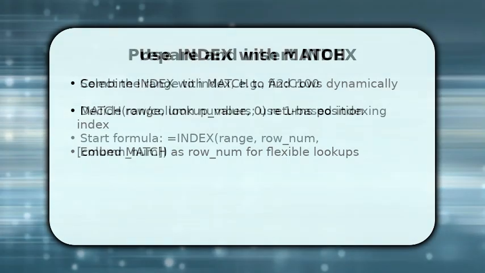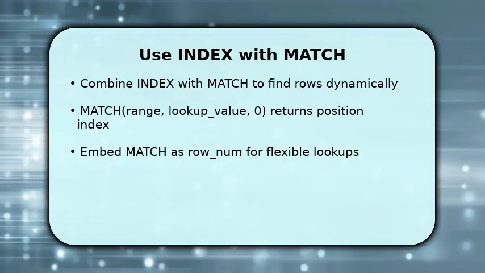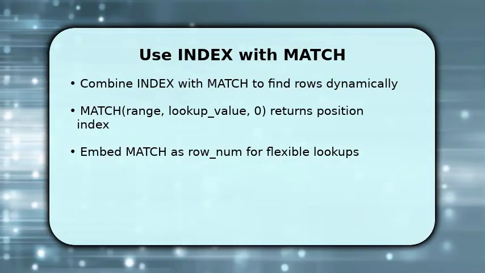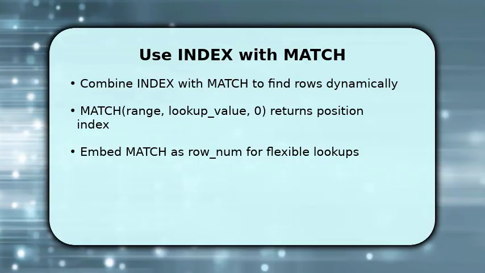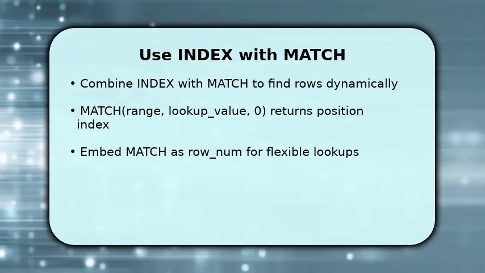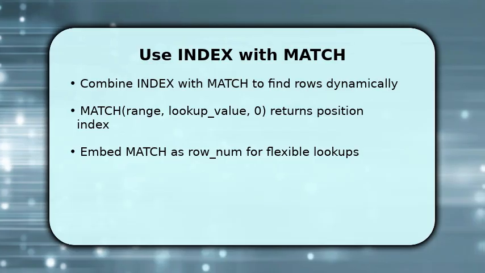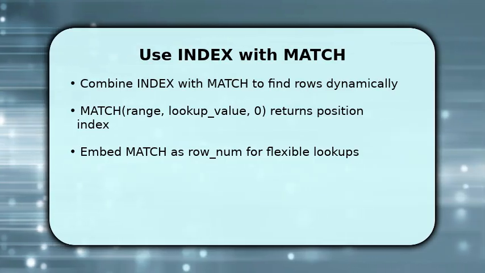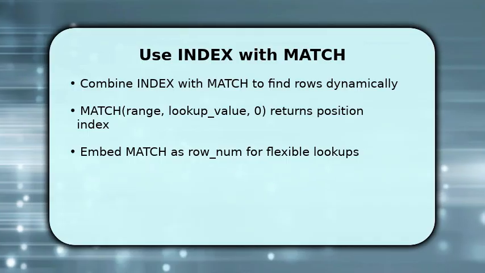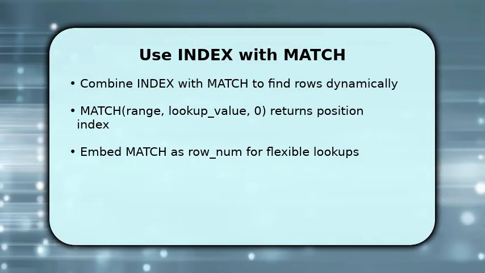Now you learn how to make INDEX dynamic by using MATCH for the row num argument. You create MATCH(lookup value, lookup range, 0), because exact match mode returns a position number you can feed into INDEX. Once MATCH is returning a position, embed it like =INDEX(data range, MATCH(...), column number).